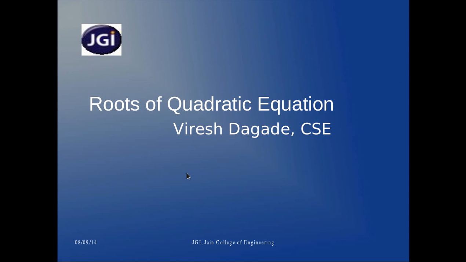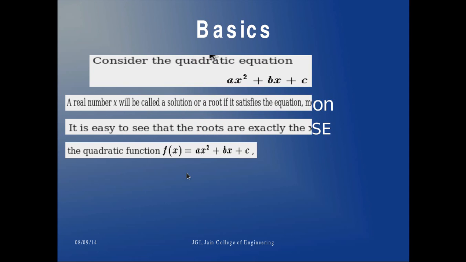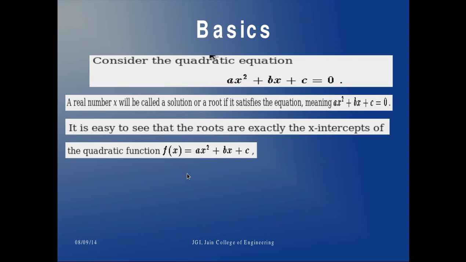I'm Viresh Daagde from the CS department. With respect to the basics, as you all know, the quadratic equation is ax square plus bx plus c equal to 0. When I speak about the root, I am speaking about x. A real number x will be called a solution or root if it satisfies the equation ax square plus bx plus c. After finding the root, that is the value of x, if I substitute it into this equation knowing the coefficients a, b, c, the result should be 0. That is what the roots mean.